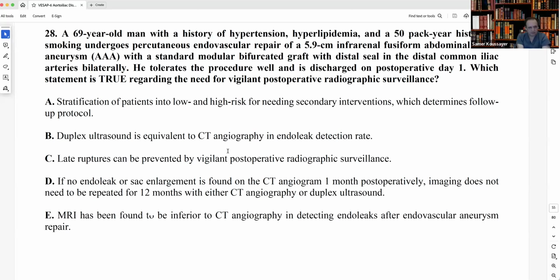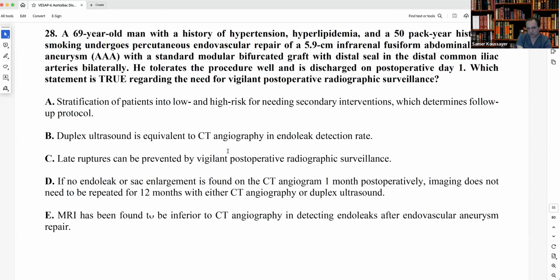Okay. Next. D: if no endoleak or sac enlargement is found on CT angiogram at 1 month, imaging does not need to be repeated for 12 months with either CT angiography or duplex ultrasound. No, we still will do it at 1 year. No, but I'm saying we need to do it earlier. They said imaging does not need to be repeated for 12 months. If the CT scan after 1 month is negative, with no endoleak, do you have to repeat after 6 months or can you wait 1 year? Wait for 1 year, unless type 2, then 6 months.